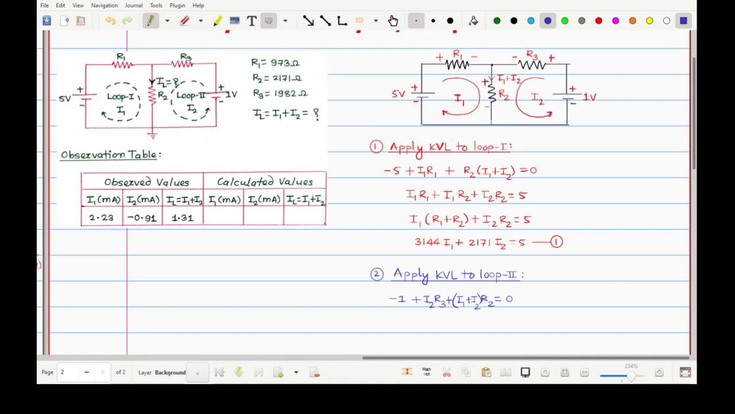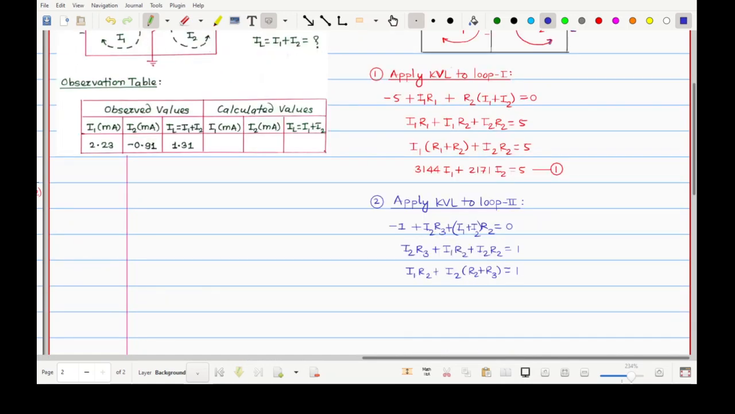Okay, so now rearrange this equation. So what you are getting, I2 into R3 plus I1 into R2 plus I2 into R2 is equal to 1. Now take I2 common. First of all we will write the I1 term: I1 R2 plus, now taking I2 common, in the bracket we are getting R2 plus R3, is equal to 1. Now put the values of R2 and R3.